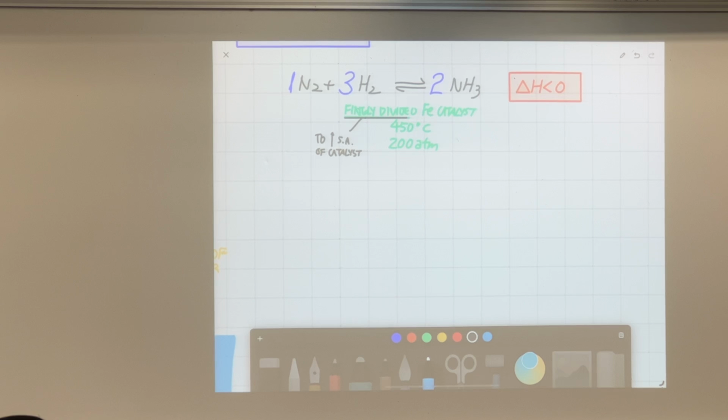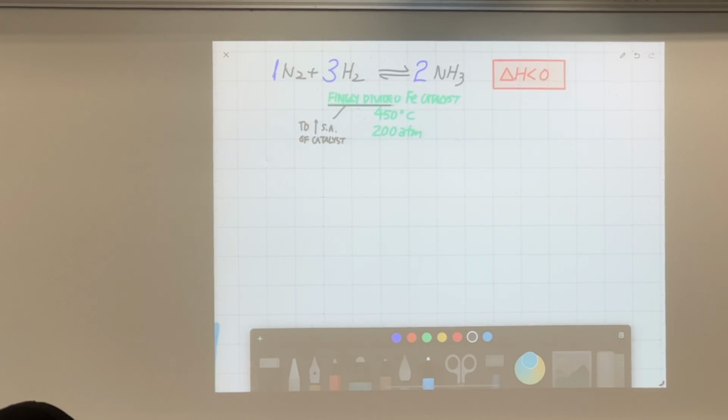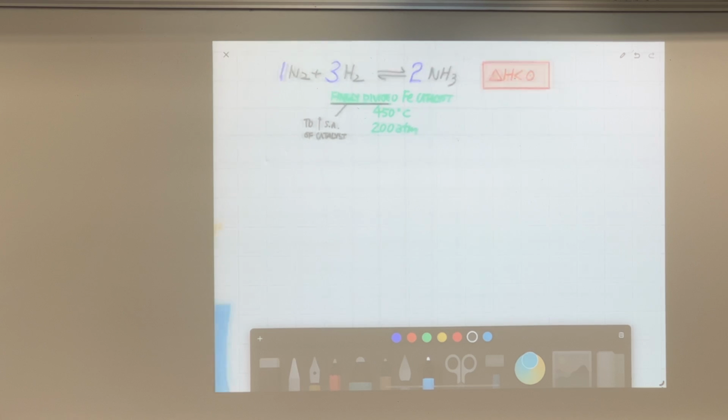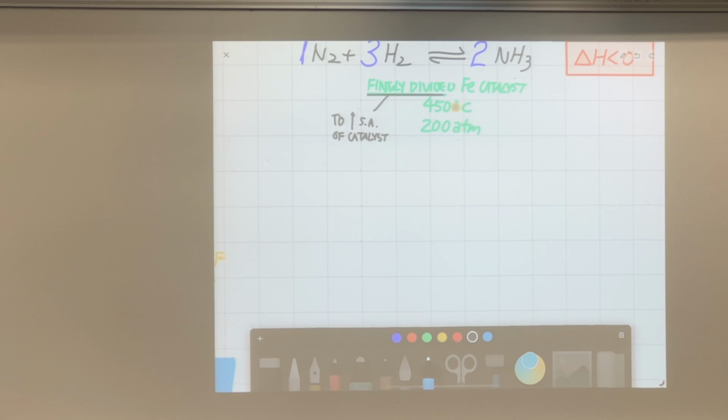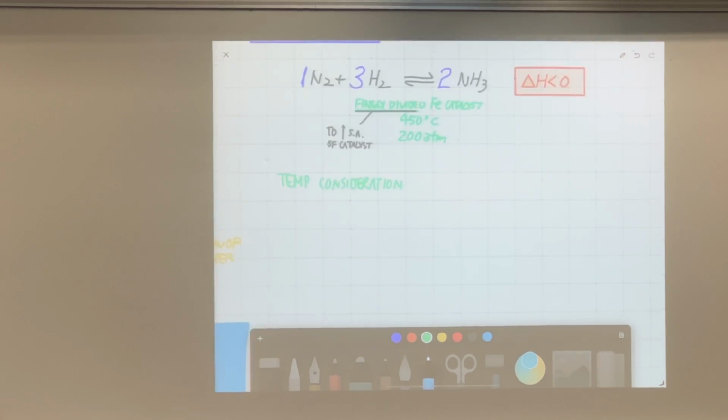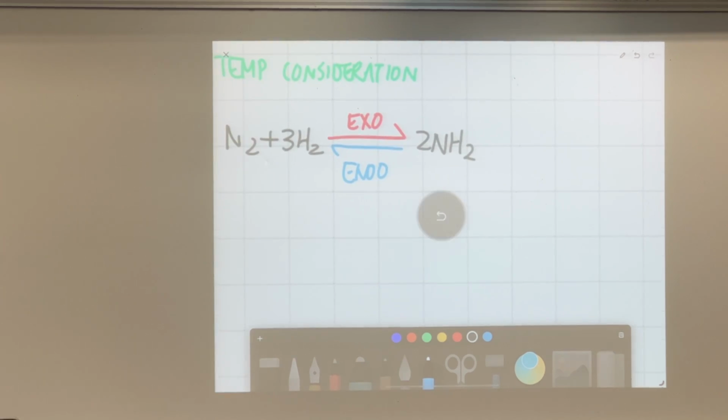Under the conditions, you see I included a table. Inside the table, you see temperature consideration, pressure consideration, and catalyst consideration. So why do we use this temperature, 450 degrees C? Temperature consideration: this is because the forward reaction, can you put down, is exothermic. So you have exo here, and the backward process must therefore be endo, because forward and backward reactions have opposite but equal enthalpy change. So you have N2 and 3H2 reacting to give 2NH3.